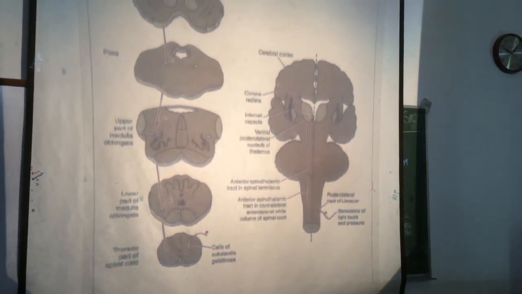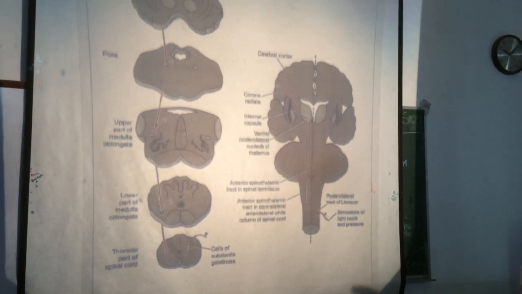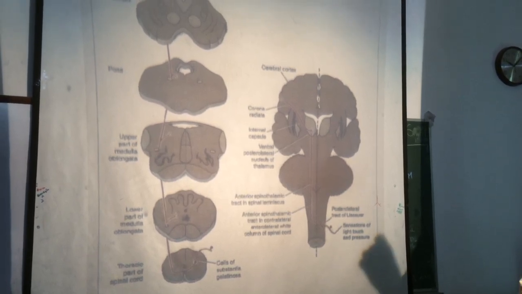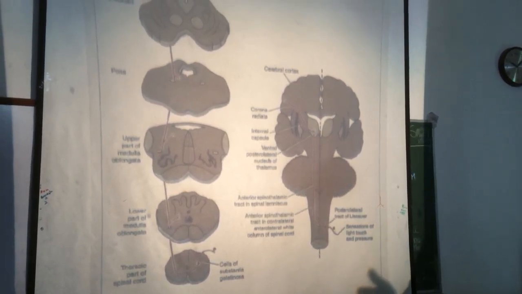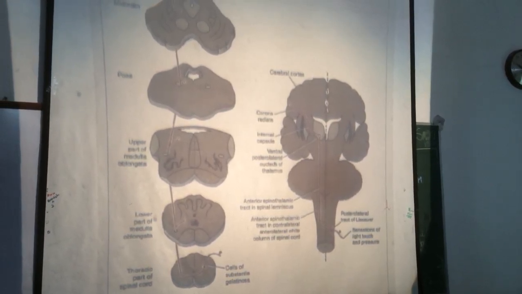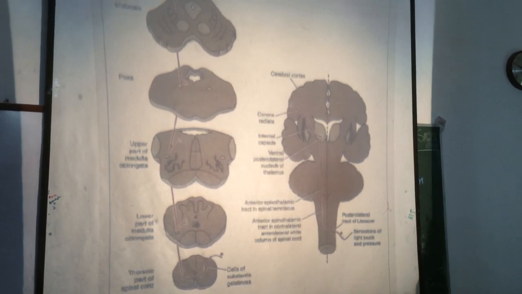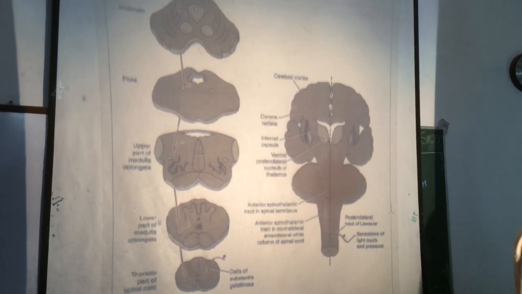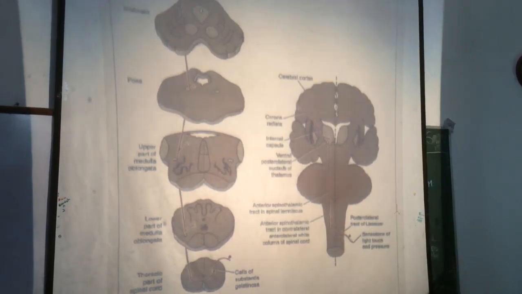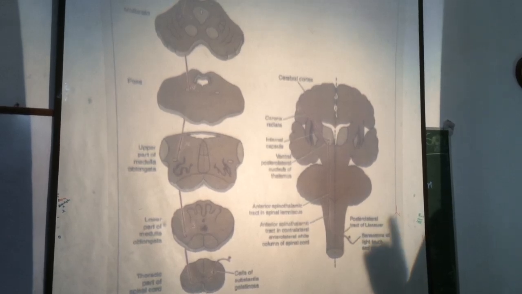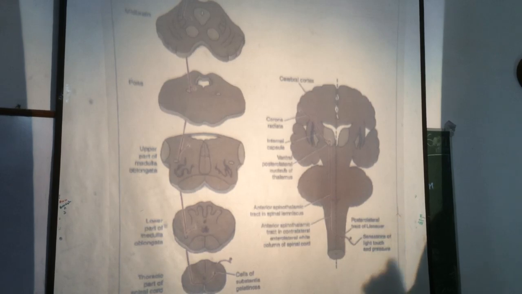Bismillahirrahmanirrahim. Last time we discussed the dorsal column, medial lemniscus system, and the anterior or ventral spinothalamic tract. Today, the lateral spinothalamic tract. This tract carries impulses of pain and temperature.